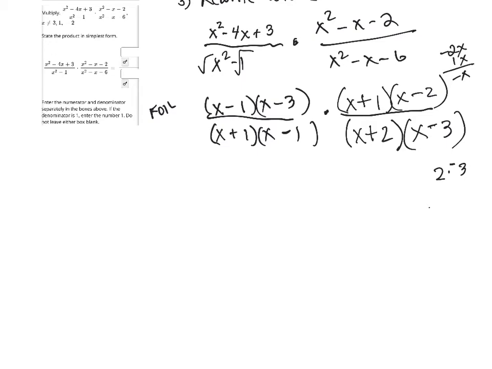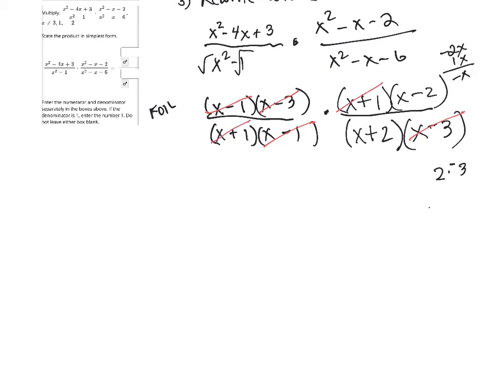So now what we're going to do is cancel common factors. Remember, binomials with binomials, monomials with monomials. Good thing, everything's a binomial. So I have an x minus 1 on top, and I have x minus 1 on bottom, so that cancels. I have an x minus 3 on top, and an x minus 3 on bottom. I have an x plus 1 on top, and an x plus 1 on bottom.